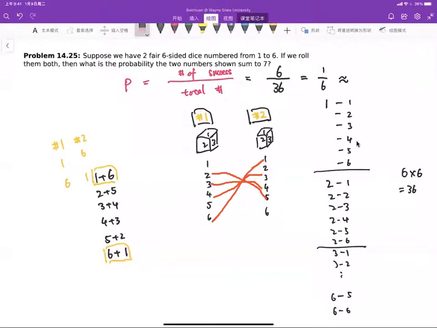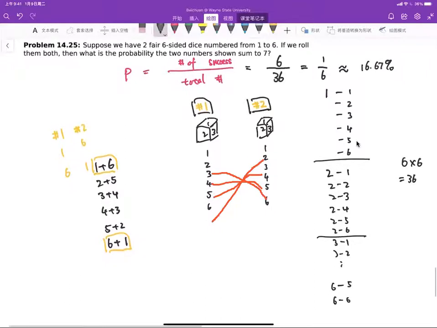Okay. So if you round it, what is that? If we write it as a percentage, that's about 16.67%. All right, so any questions so far?